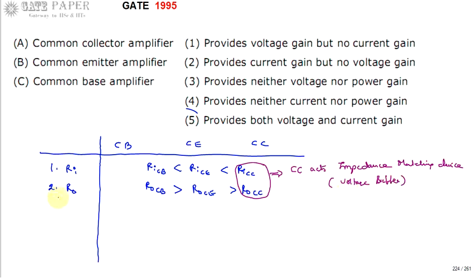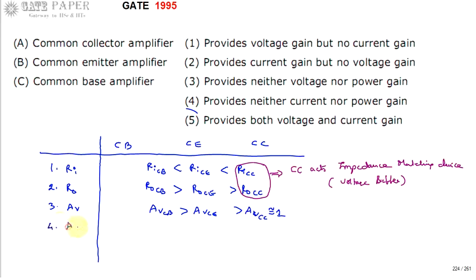And third important characteristic, voltage gain AV. Voltage gain of common base is very large compared to voltage gain of common emitter and common collector. Voltage gain of common collector is approximately equal to 1. So common collector has unity voltage gain, remember this point, and voltage gain is highest in case of common base.